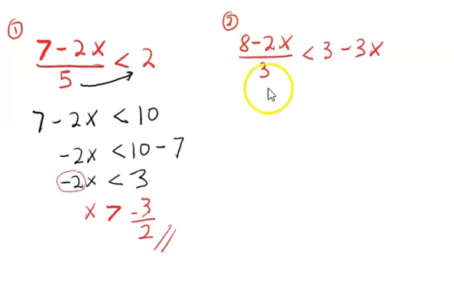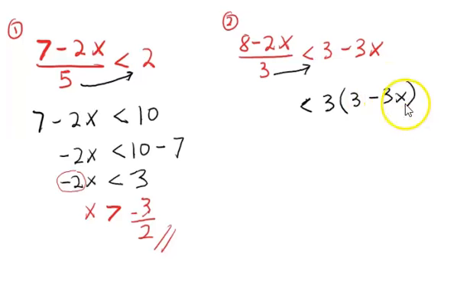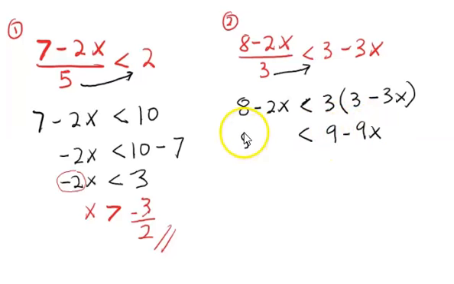Now for question number 2, 3 will be moved to the opposite side to become multiply. So we have to put a bracket. 3 bracket 3 minus 3x, close the bracket, and we write down this numerator up here. So you got 8 minus 2x. And then we solve inside the bracket. So we got there 9 minus 9x, and here's the 8 minus 2x.